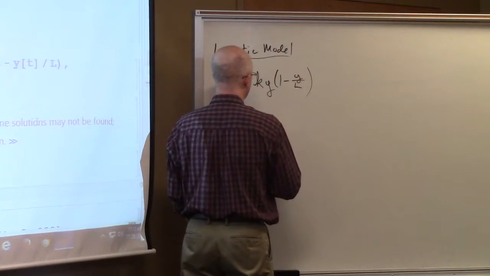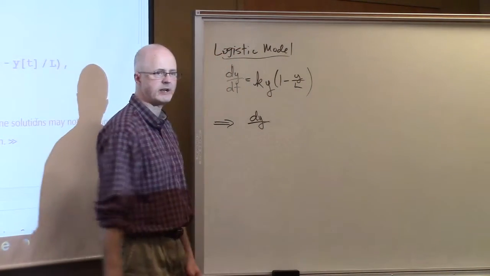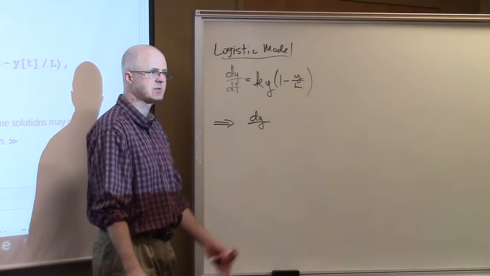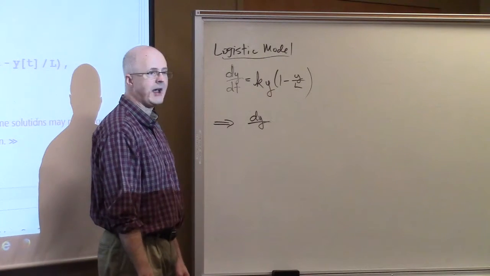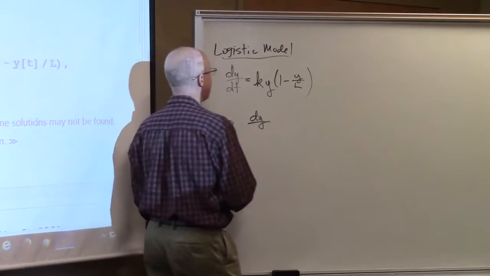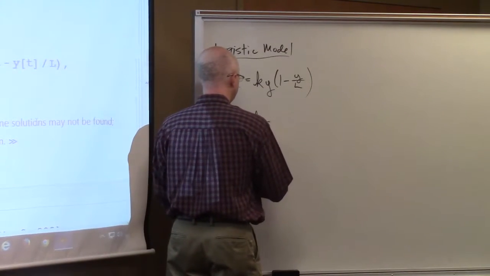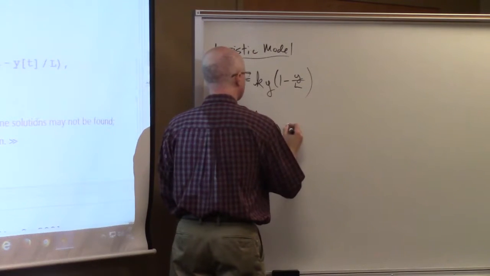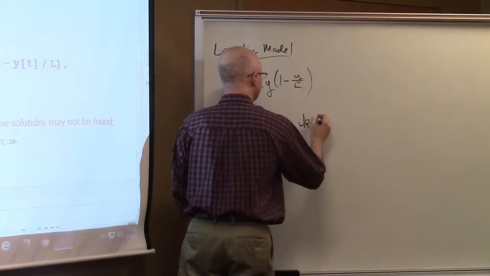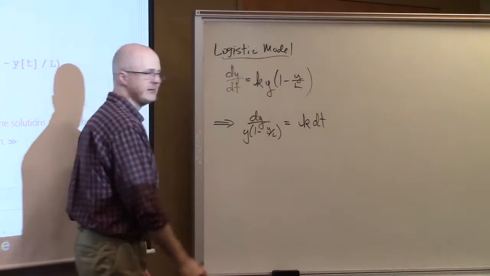Separate variables, divide both sides by y and 1 minus y over L, so all the terms involving y are on the left side, and quote unquote multiply both sides by dt, to get that.